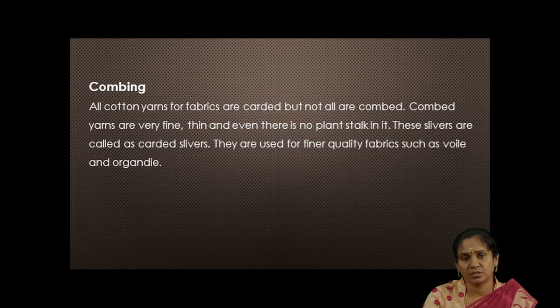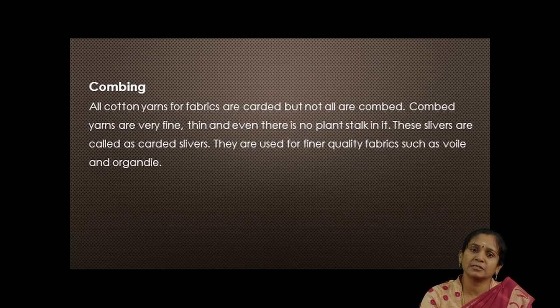These sleeves are passed into a big drum. And then the next process is the combing process. All the fibers are not needed for the combing process. Only where we want fine yarns is the combing process done. Combed yarns are very fine, thin and even. There is no plant stock in it. These slivers are brushed and the fine fibers are converted into slivers. That is called combed slivers. They are used for finer quality yarn like voile or organdy.